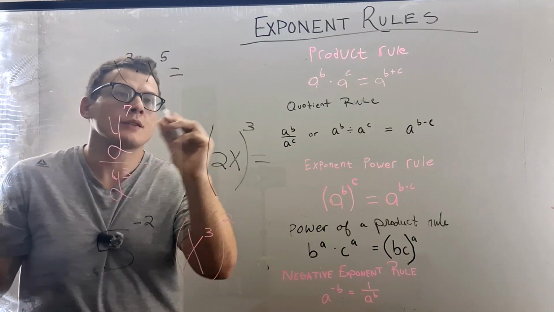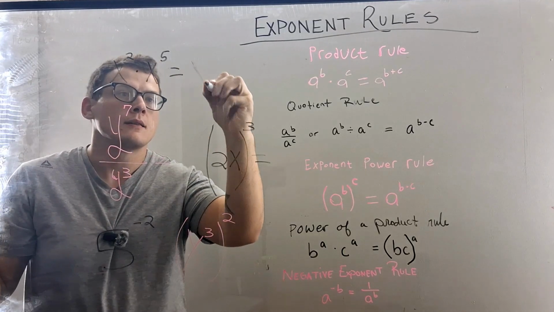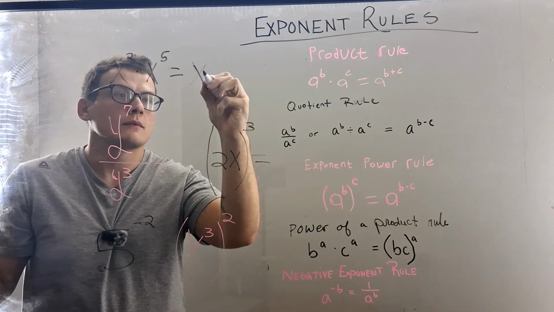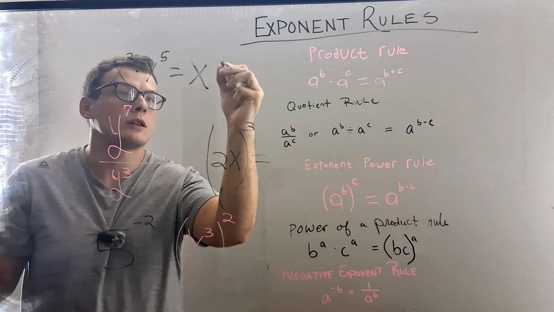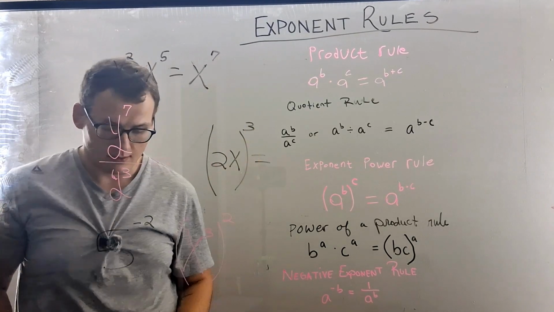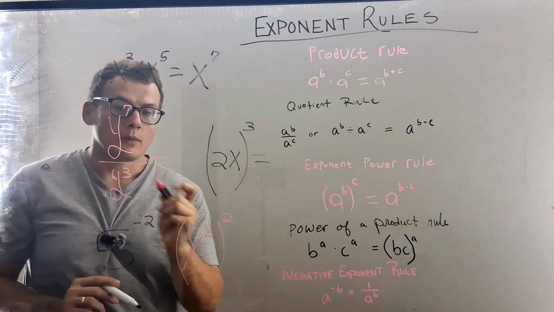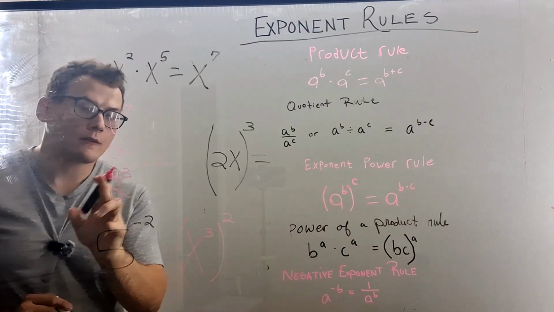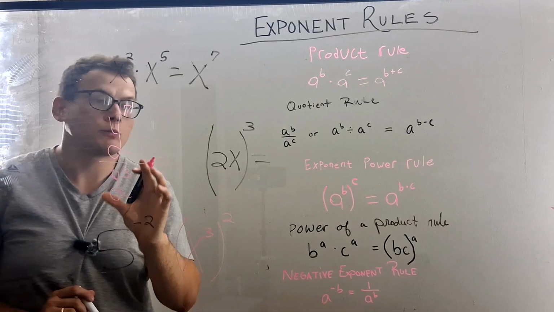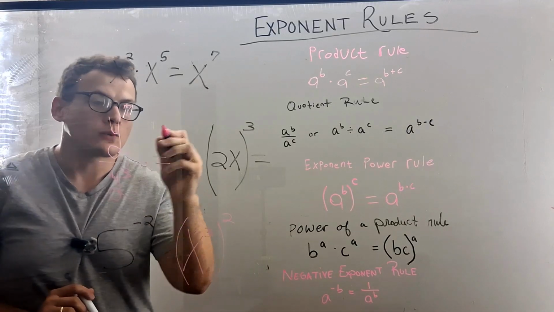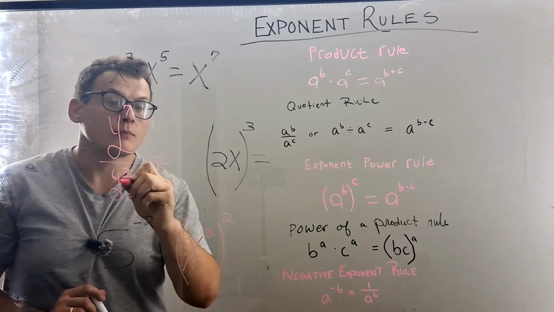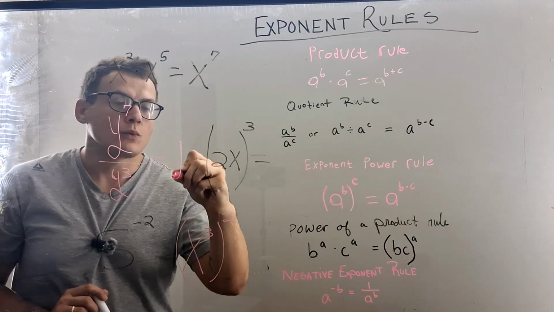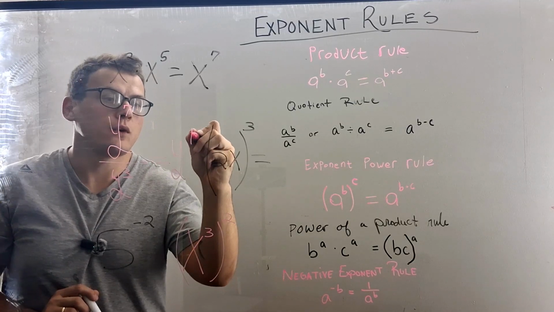x to the second times x to the fifth is x to the 2 plus 5, which is x to the 7th. All right, we move on to y to the 7th divided by y to the 3rd. Now we're applying the quotient rule. That's y to the 7 minus 3, which is y to the 4th.